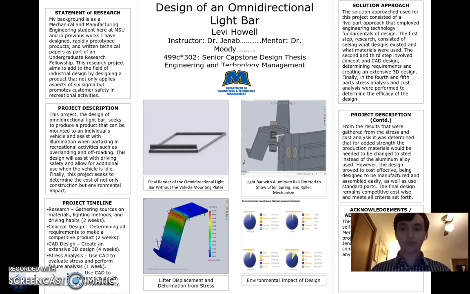From the results that were gathered from the stress and cost analysis, it was determined that for added strength, the production materials would need to be changed to steel instead of the aluminum alloy used. However, the design could prove to be cost-effective, being designed to be manufactured and assembled easily, as well as use the maximum amount of standard parts possible. The final design remains competitive, cost-wise, and meets all criteria set forth.